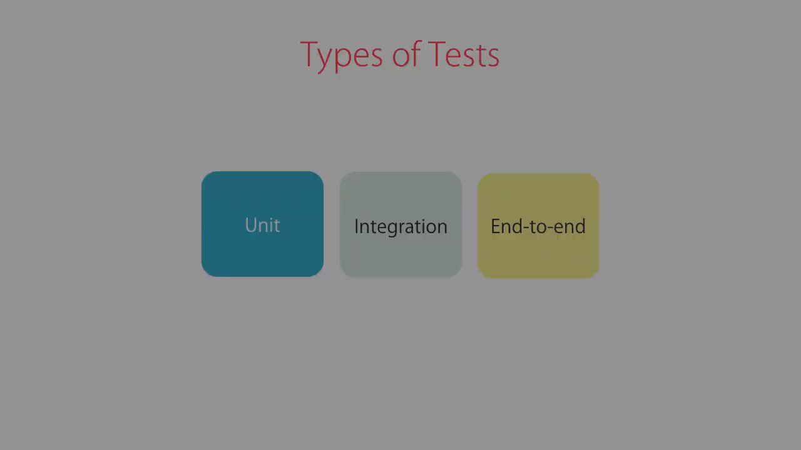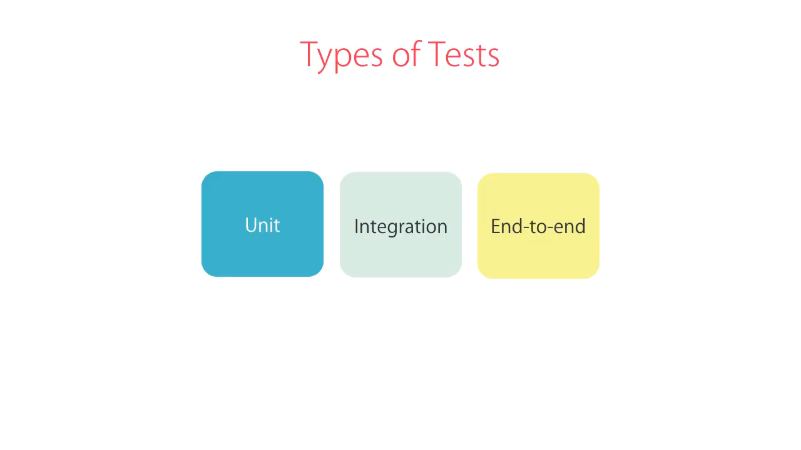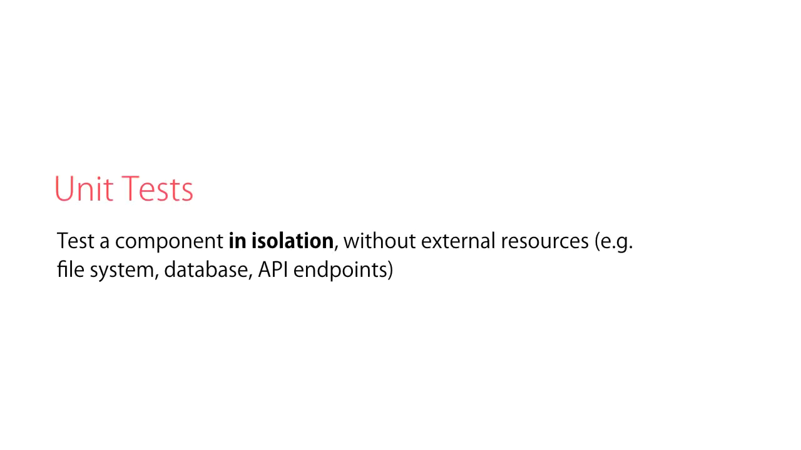All right, now let's take a look at the different types of tests. So in general, we have three types of tests: unit tests, integration tests, and end-to-end tests. With unit tests, we test a component in isolation without external resources like file system, database, API endpoints, and so on. Now, this is the classic definition of unit test, irrespective of Angular.